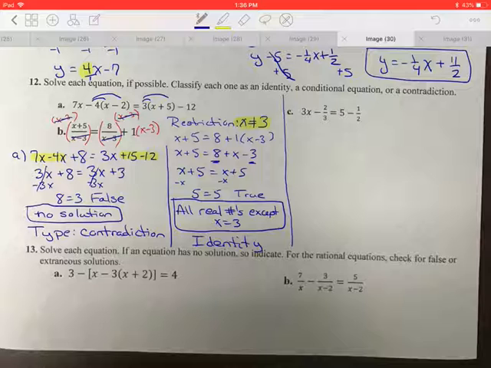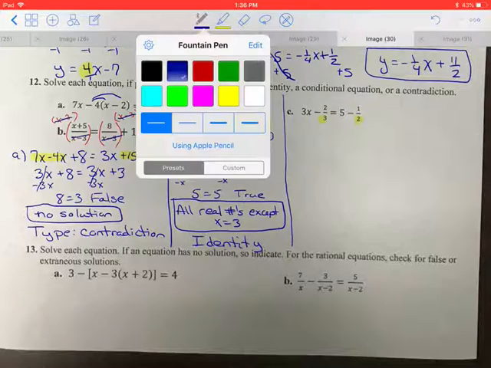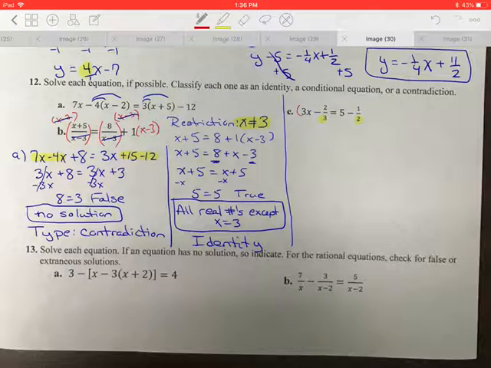All right, so now let's look at C. I'm looking at my fractions. I see a 3 and a 2. That means my LCD will be a 6. So I'm going to go through and multiply everything by 6.